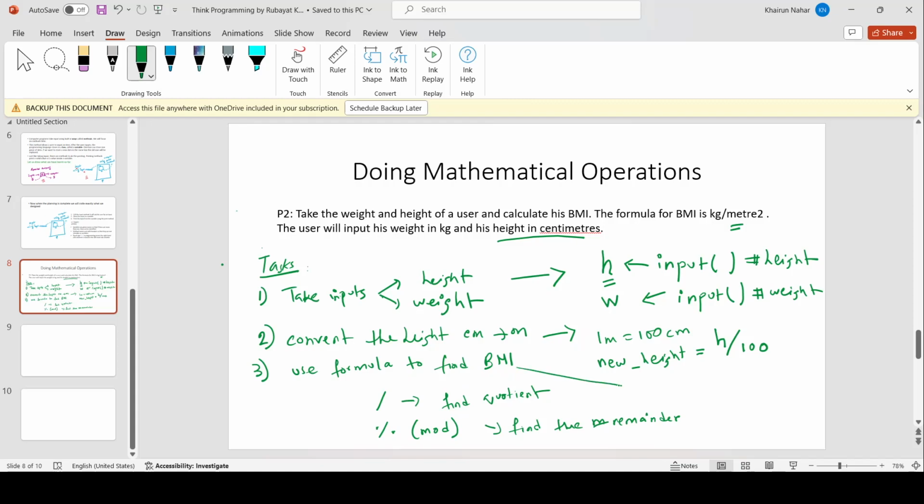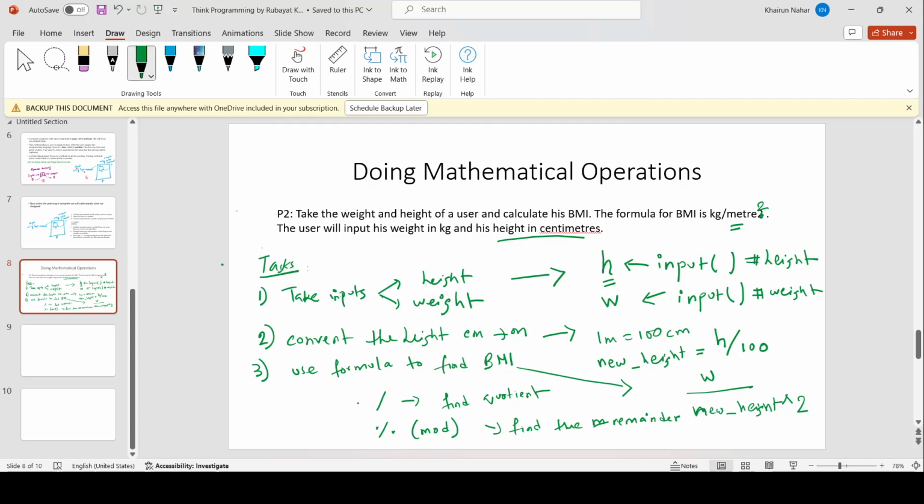Now let us do the third task, and that is you divide the weight by new height, and you have to square it, because if you look at the unit, it's meters square. So you have to multiply new height twice.